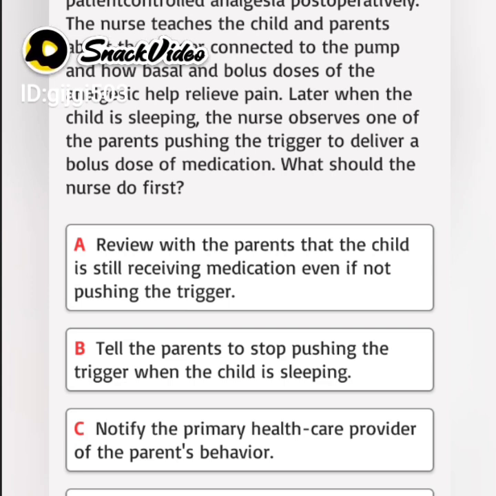A, review with the parents that the child is still receiving medication even if not pushing the trigger. B, tell the parents to stop pushing the trigger when the child is sleeping. C, notify the primary health care provider of the parent's behavior. D, increase the dosage of the basal dose. Correct answer.